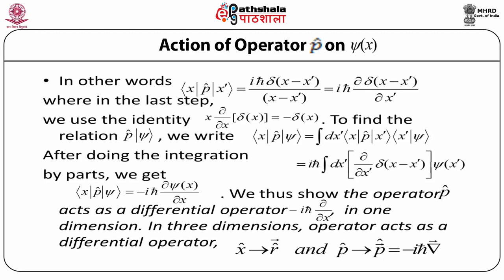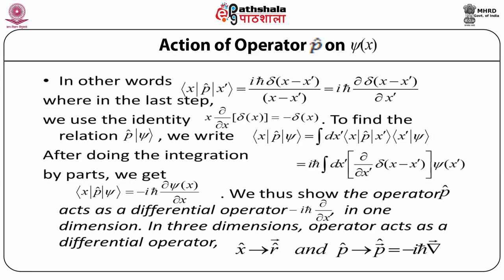However, if you see in the above equation where we have used this identity, the negative sign is not occurring. The reason for that is that in the above equation we have used the partial differentiation of δ(x − x') with respect to x' and not x, and that's why the negative sign does not occur.